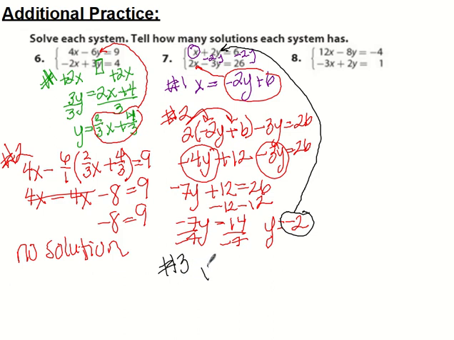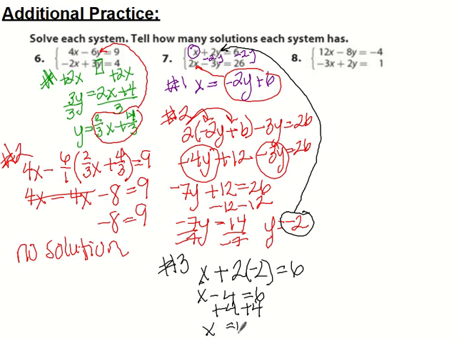It's going to be x plus 2 times negative 2 equals 6. We're going to get x minus 4 equals 6. We're going to add 4, and we get x equals 10. And so our final solution is then 10, negative 2. And this is a one solution.